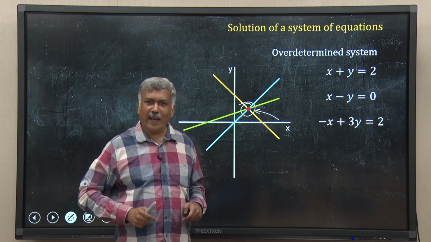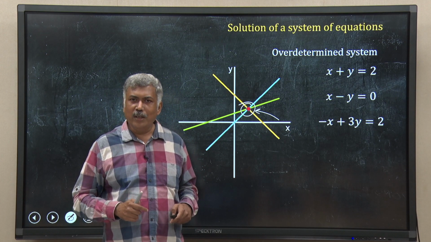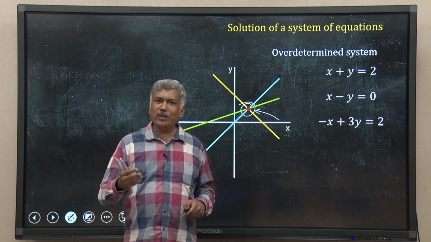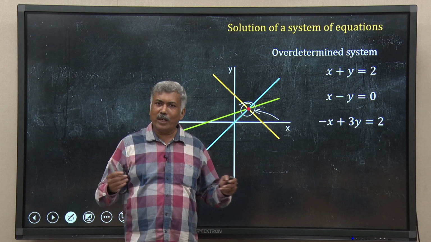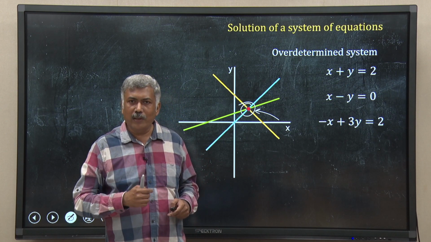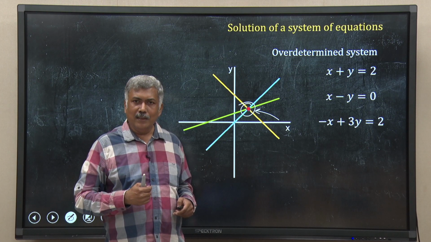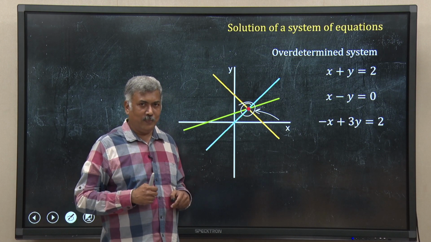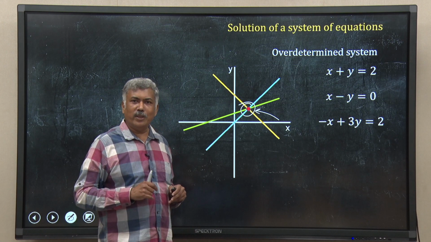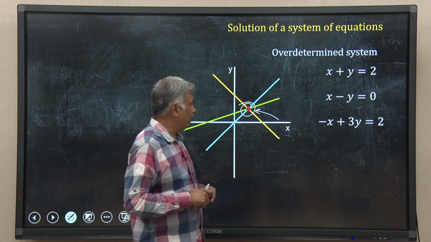Just now, a few seconds back, I said that if I have an overdetermined system where the number of equations is more than the number of unknowns or variables, we will not have a solution, and I have shown an example. Then how come this is happening? Where are we going wrong? Just pay attention to the equations and you will realize where the problem is.